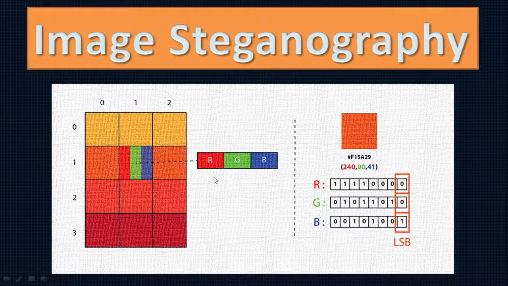Using this concept, we take every pixel: this is the 0 0 pixel, the 0 1 pixel, the 0 2 pixel. Whatever is in the last bit, we take out, and whatever we want to send, we add in there. That is the concept of image steganography. We'll explain this in detail with a practical in some other video. Here this is the basic concept.